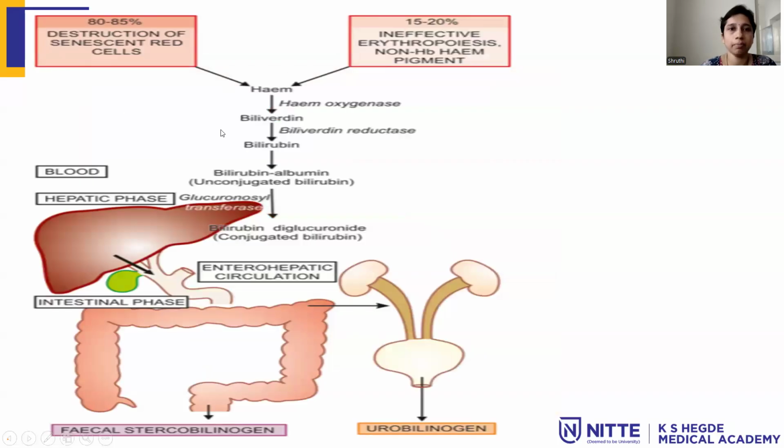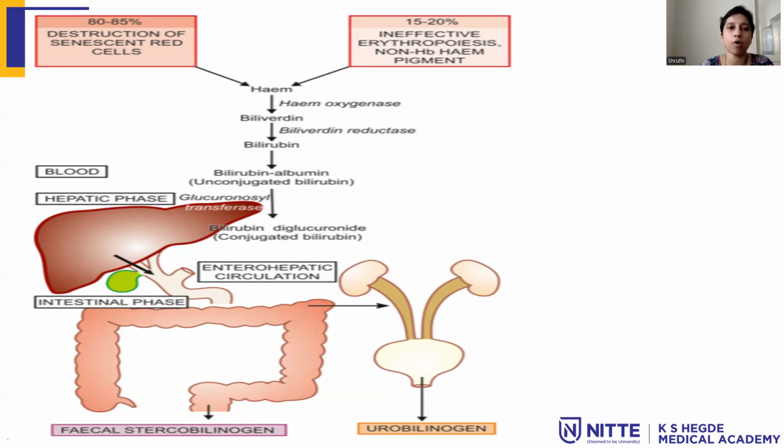So the heme will have porphyrin and iron. Iron will go to the iron pool, that is ferritin, and the porphyrin will get metabolized initially by heme oxygenase into biliverdin. This takes place in the blood or macrophages. Biliverdin will get reduced into bilirubin. This bilirubin which is there in the blood is not water soluble, so it is bound to albumin.